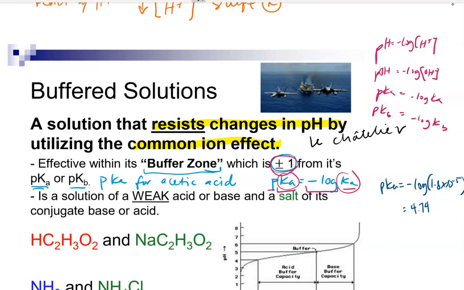So that means that an acetic acid buffer would have a buffer zone from 4.74 minus 1 to 4.74 plus 1. So this would be effective at the pH range 3.74 to 5.74. And so what that means is that within that small window, as long as you don't add an extremely large amount of a strong acid or a strong base, the buffer is going to be able to accommodate whatever you've added to the solution. And the pH won't change as drastically as it would if you didn't have the buffer present.